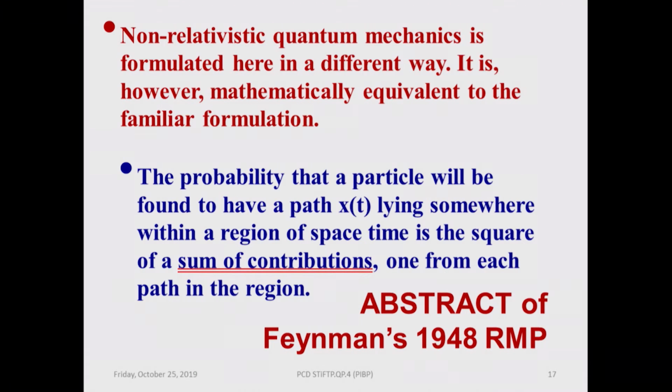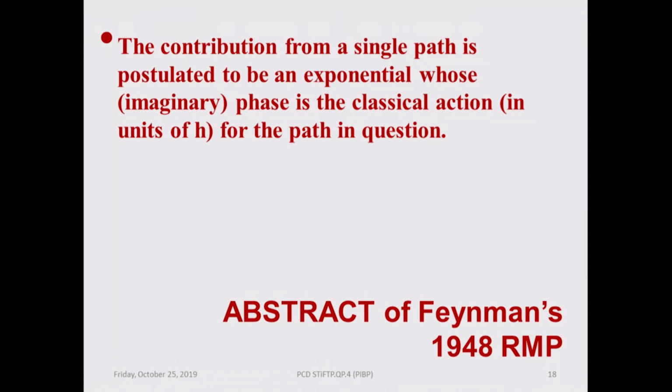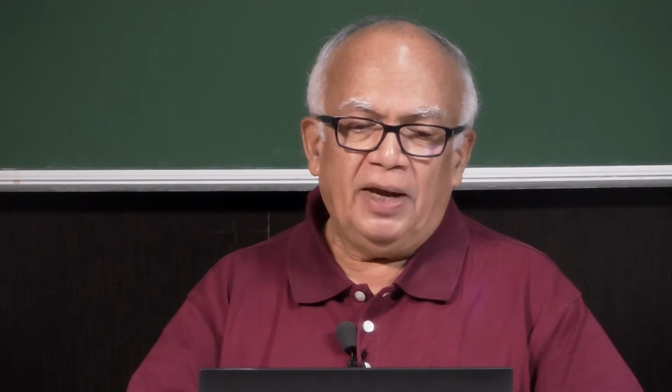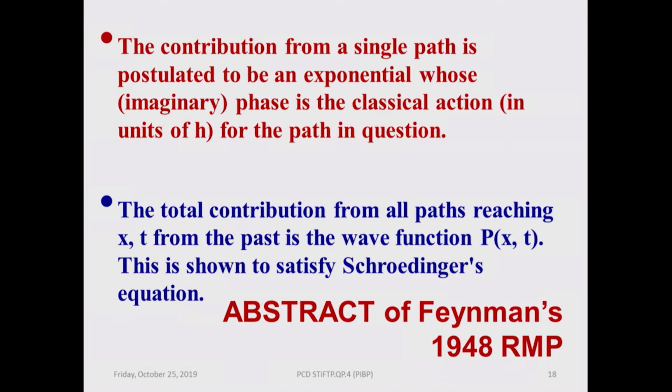In this formulation, the probability that a particle will be found to have a path x as a function of t lying somewhere within a region of space-time is the square of the sum of the contributions, one from each path. This is the ansatz, the premise of the reformulation of quantum mechanics. The contribution from a single path is postulated to be an exponential whose phase is the classical action. This is the same action we are familiar with from Hamilton's principle of variation, the integral of L dt, where L is the Lagrangian. The total contribution from all paths reaching a certain destination is given by the wave function, which satisfies the Schrodinger equation, and the formalisms are equivalent.